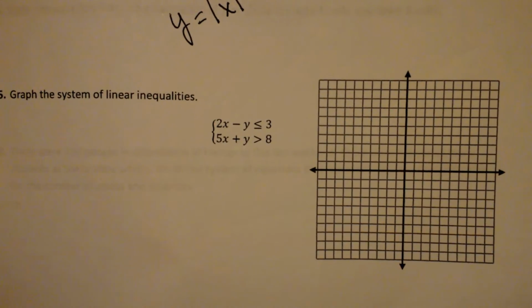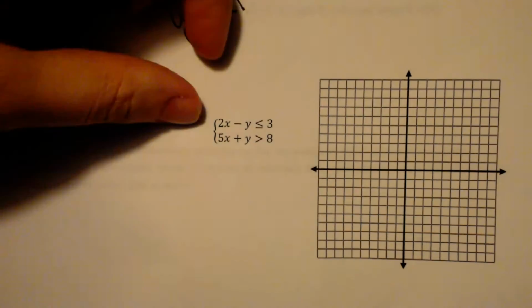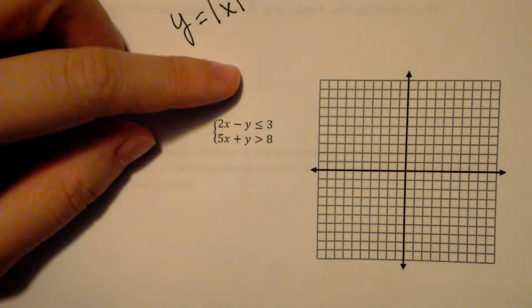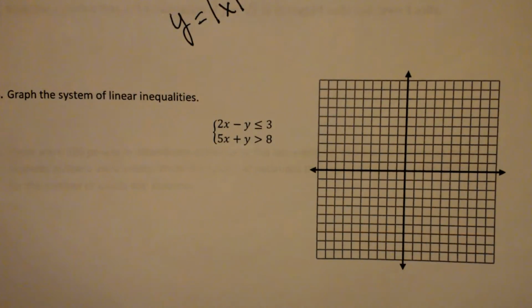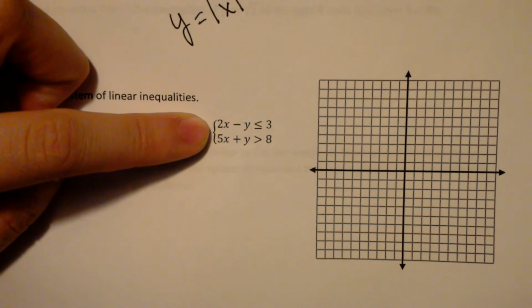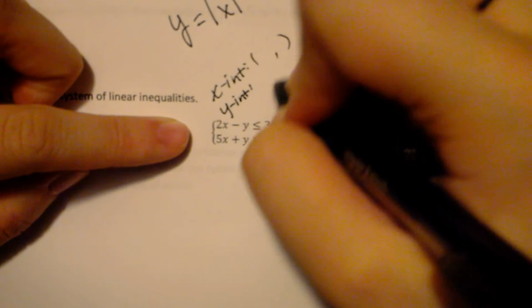So number 15, I'm asked to graph a system of linear inequalities. For me to graph these, I need to find at least 2 points. You could solve both of these for y and put it in the calculator, but sometimes you're going to get some weird fractions. So it's best to just look at it in standard form. So I'm going to do the cover-up method and find the x-intercept and the y-intercept for both of these.